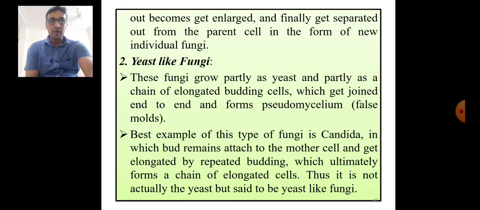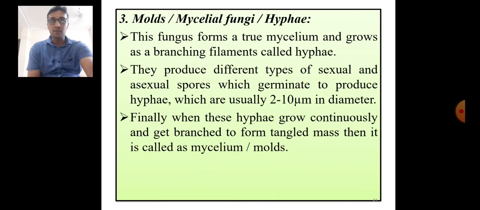So today we are going to start with the third type of morphologically classified fungi, that is called the mold, which is also called the mycelial fungi, and it is also called the hyphae. Try to understand. Here the names are given in front of you on the presentation. That is the third type of fungi, and its name is mold, mycelial fungi, or it is also called the hyphae.